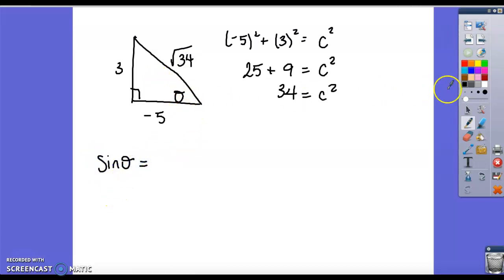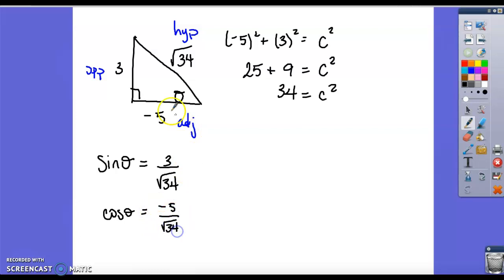So sine of theta, again, here's theta, this is the opposite, this is the adjacent, and this is the hypotenuse. Sine of theta is opposite over hypotenuse, so that's actually the same as the last one, it didn't change. Cosine is -5 over the square root of 34. So that negative matters. It is the same for the most part, except for the sign. When an angle is in a different quadrant, it's going to change the sign of the trig function.